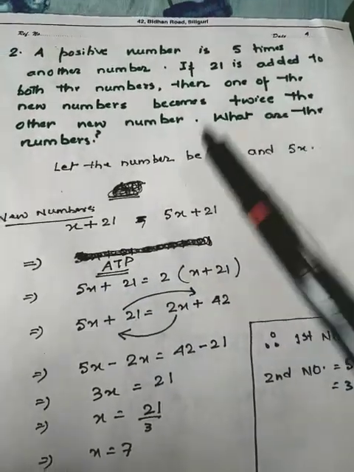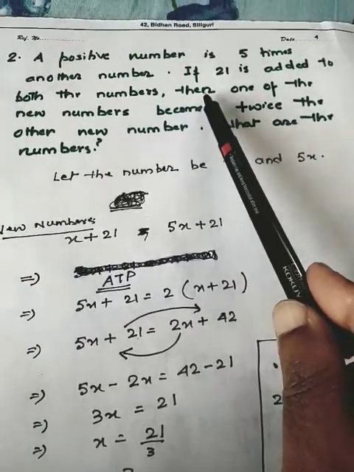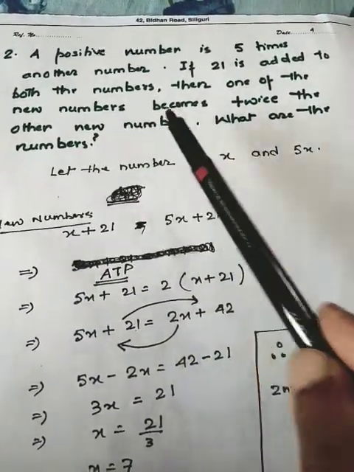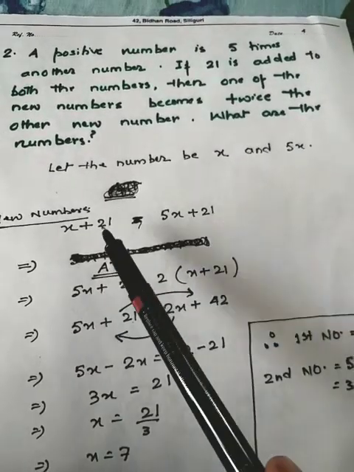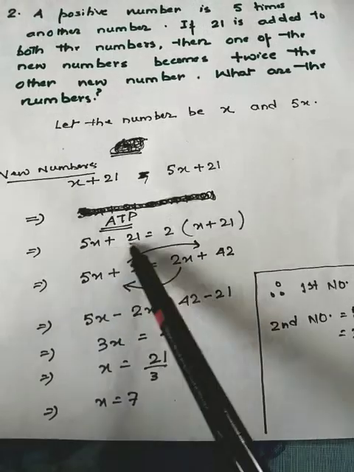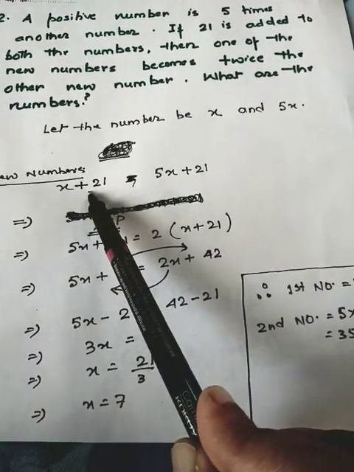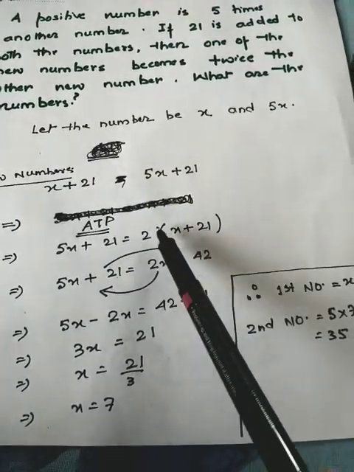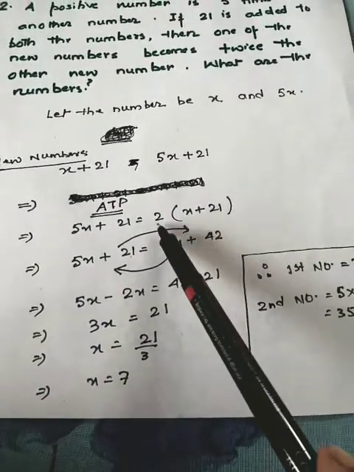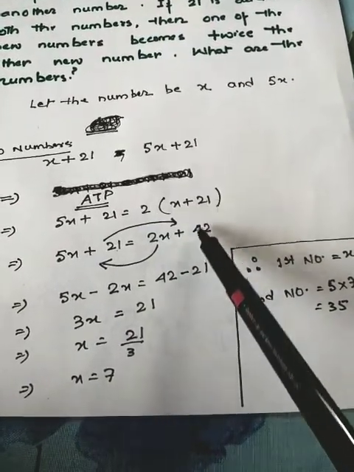Now what exactly do we have to do with these two numbers? Let's read the next part of the question: one of the new numbers becomes twice the other new number. So see how I've written 5x plus 21, this is a new number, and it is twice the other new number, that is 2 into x plus 21. Now just open the bracket. 2 into x is 2x, plus sign, 2 into 21 is 42.